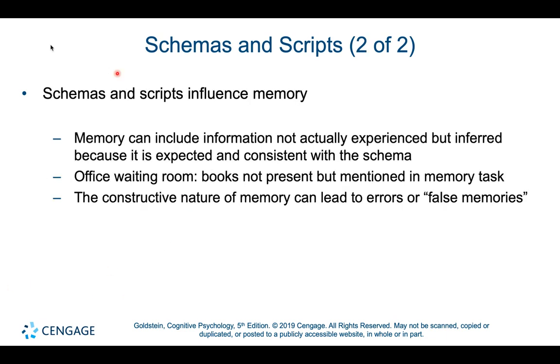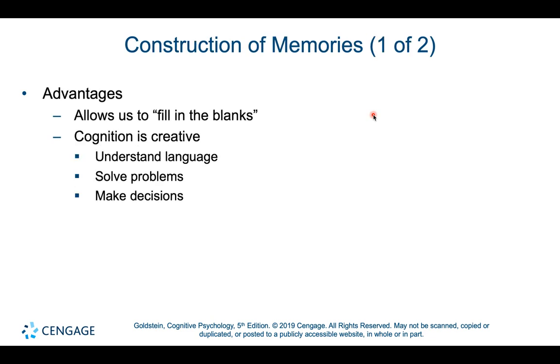So this is basically what I just said. Your memories can include information that was actually never experienced, but was simply inferred because it is consistent with schemas or scripts. So at this point, it seems like memory is actually kind of a terrible system, right? This seems extremely problematic. And it is, but there are some advantages to this constructive nature of your memories.